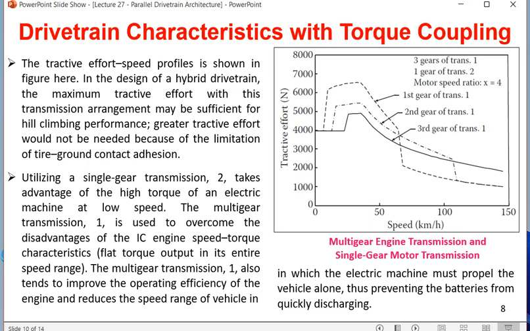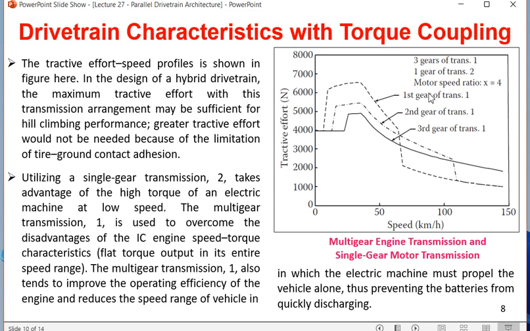So initial part we are actually starting with the first gear of multi-gear engine gear system, and as the speed is increasing, as the vehicle is going into the constant power region, then we can switch to the secondary power source or first gear of transmission 2. So initially we are starting with first gear of transmission 1, that is the engine, and then when the vehicle speeds up, at that time we are shifting it to the first gear of transmission 2.